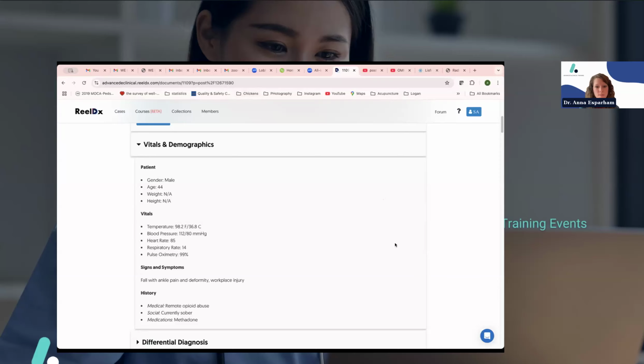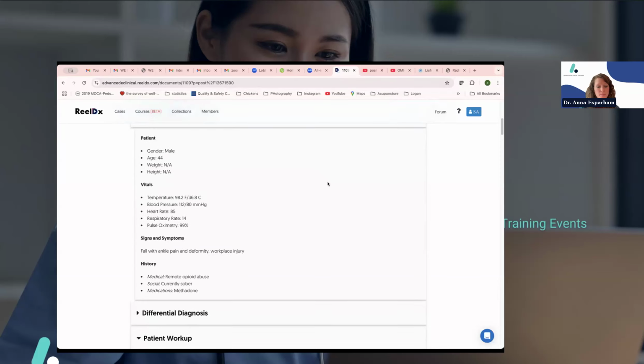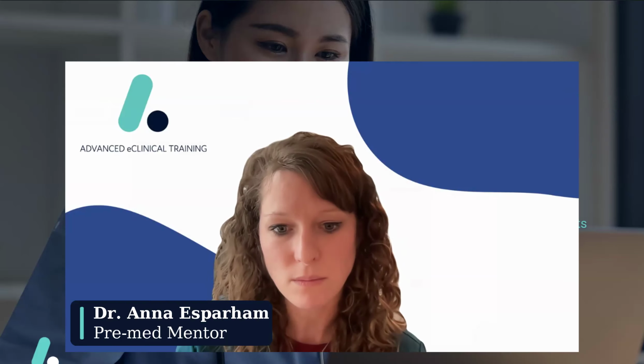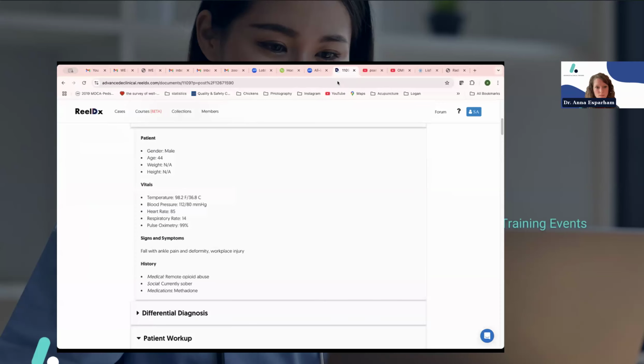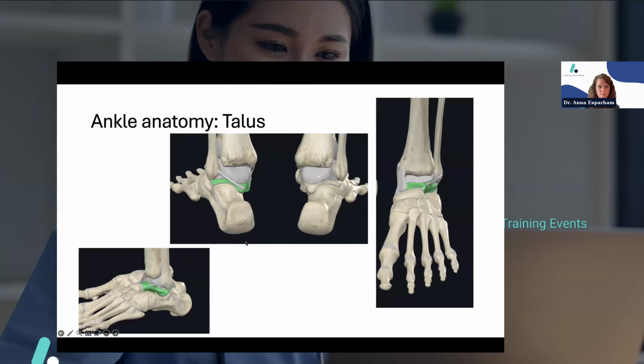So let me pull up the slides. Okay, so I just wanted to go over a little bit of the ankle anatomy with you today. So the ankle consists of a few bones. As you can see here, this is the tibia and this is the fibula. So these are your leg bones. And it sits on top of the talus.